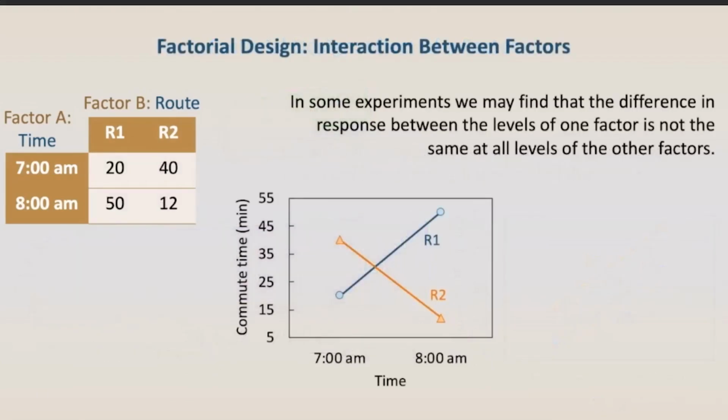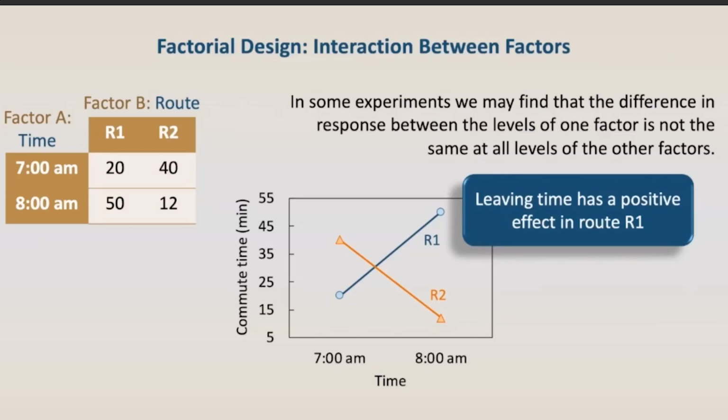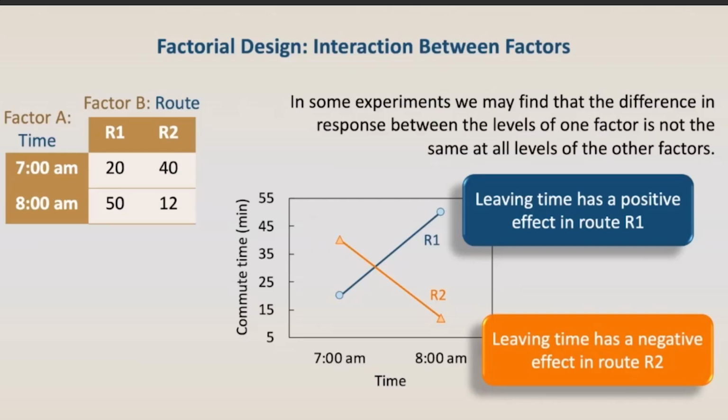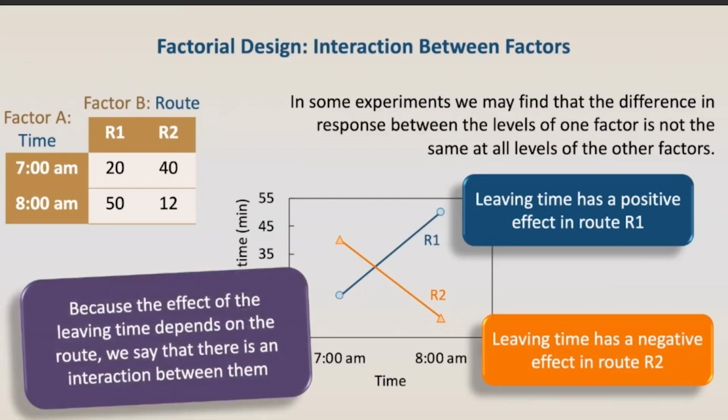In some experiments, we may find that the difference in the response between the levels of one factor is not the same at all levels of the other factors. In this modified example, the leaving time has a positive effect when using route 1, meaning that we take more time to go to work if we leave at 8 a.m., but the leaving time has a negative effect when using route 2, meaning that we take less time to go to work if we leave at 8 a.m. Because the effect of the leaving time depends on the route, we say that there is an interaction between them.